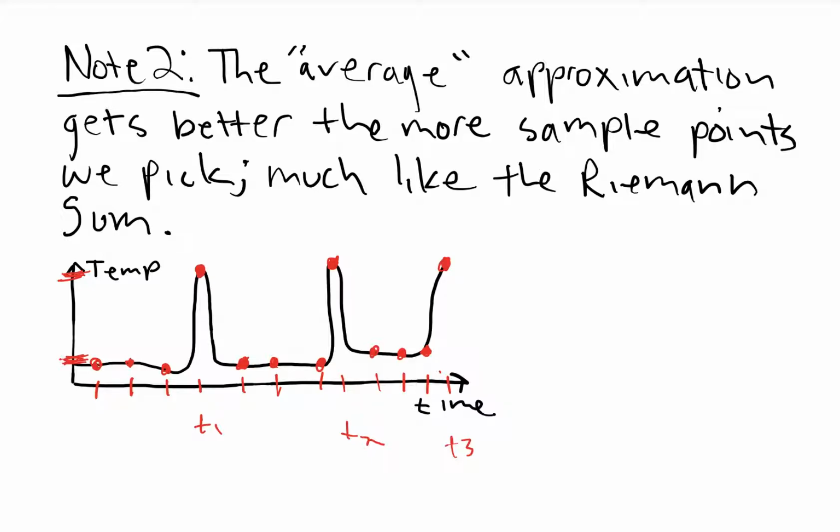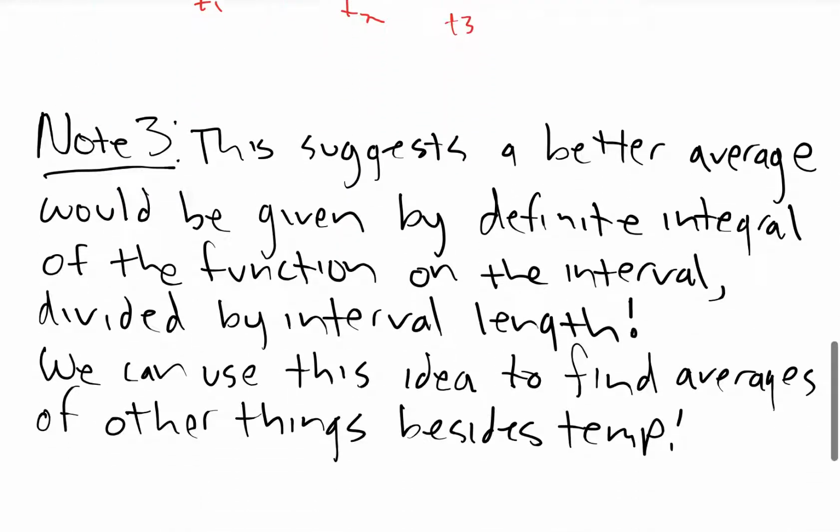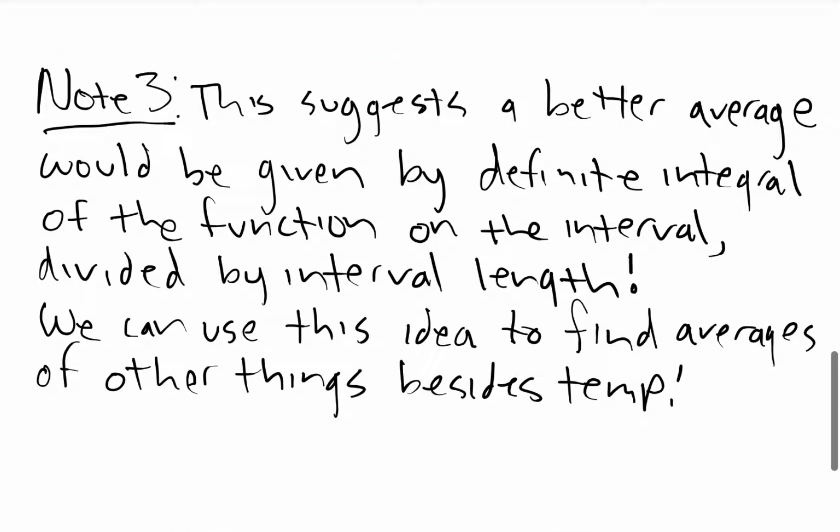So, if we said before we were taking the Riemann sum and dividing by the length of the interval, this suggests that it would be a lot smarter if we just took the definite integral instead and divided by the length of the interval. Now, we don't necessarily have to care about temperature when we're doing this. We could just use this for general functions, because temperature isn't the only thing that we might be interested in finding averages of.